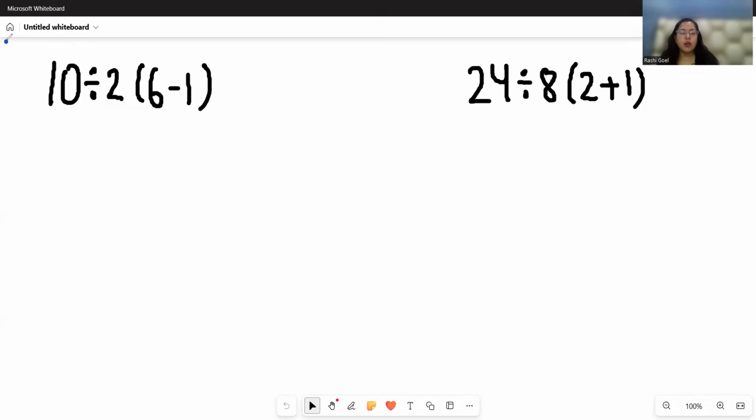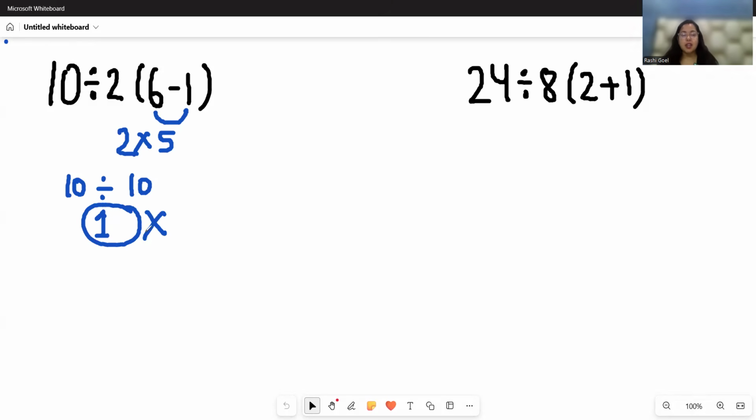In this video, we are going to solve 10 divided by 2(6 minus 1). This simple looking problem many people fail to solve. Why? Because they take the approach of 6 minus 1 as 5, and 2 times 5 as 10, and 10 divided by 10 as 1. What do you think? Is this the correct answer? No, this is incorrect. Write the correct approach in the comment.